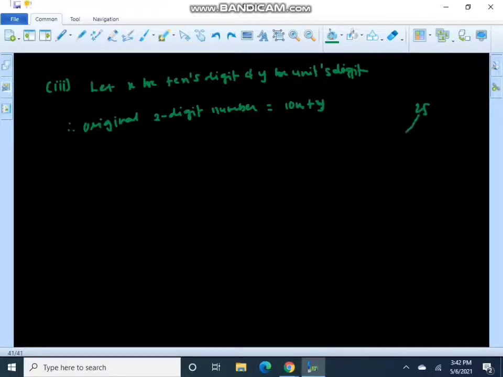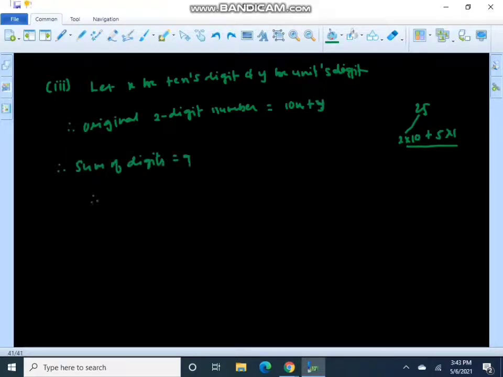Yes or no? 25 we are writing as 2 into 10 plus 5 into 1. This is how we write it. So we will write the 2-digit number in this format. So 10x plus y is the format for a 2-digit number where x is the tens digit and y is the units digit. If you are taking reverse order, if you take y as the tens digit and x as the units digit, then we will write 10y plus x. Clear? Okay, now the sum of the digits of a 2-digit number is 9. You are given the sum of digits.